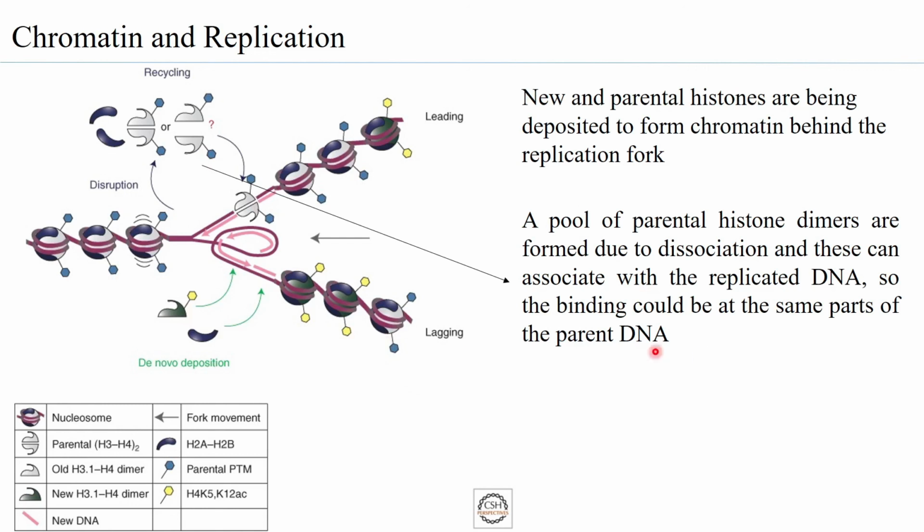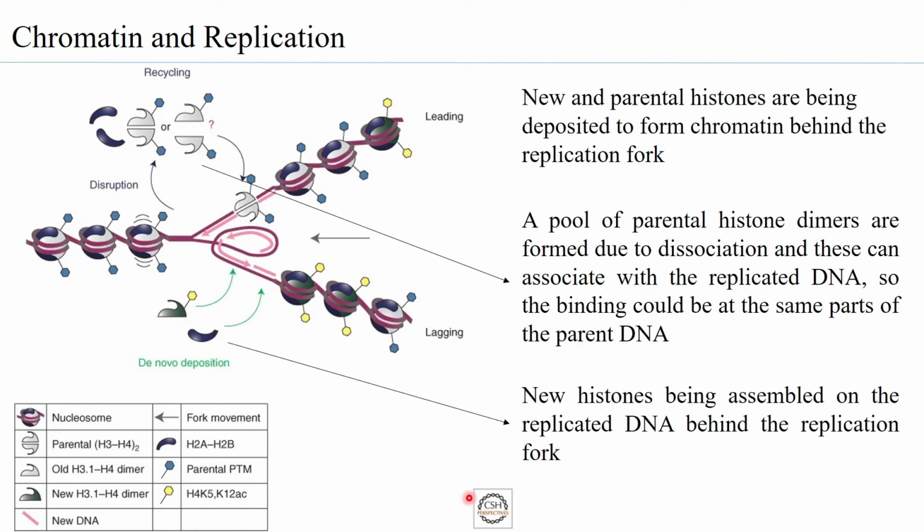So effectively what is being suggested is that the parental histones may, from the point where they were disrupted, once the double nascent DNA has been formed, associate themselves again with that same sequence. While the new histones can assemble on replicated DNA, always behind the replication fork. So here the sequence specificity is decided by the newly synthesized histones, while the parental histones have their own sequence specificity that is possible.